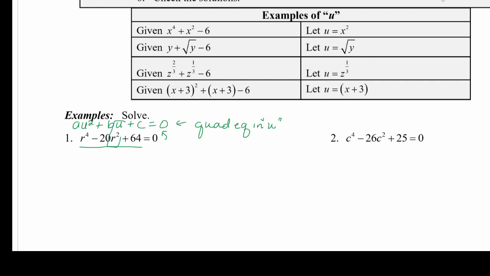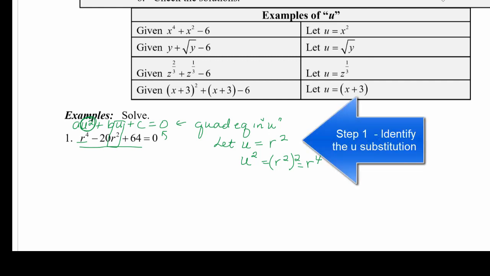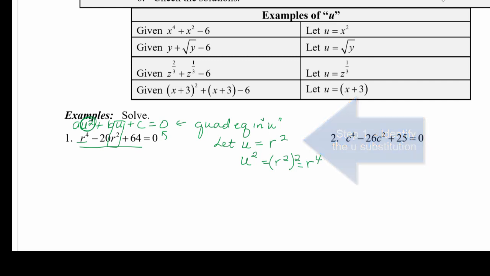As I put them under each other, you might notice that this u landed right on top of the r squared. So that's the substitution I'm going to use. I'm going to let u, my new variable, represent r squared. And then I'm going to show you that when I square u, because that's what I'm going to need here, it's a u squared. When I square r squared, I get r to the 4th, and that's indeed what I have here. So that's step number 1, to identify your substitution, which is what you're going to let your u represent, and in this case, it's r squared.